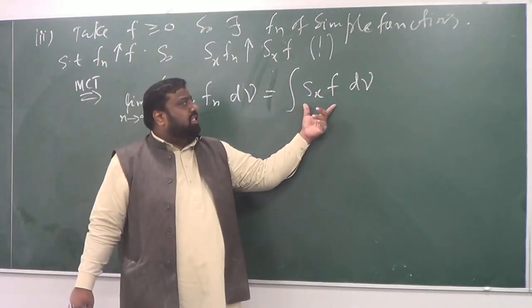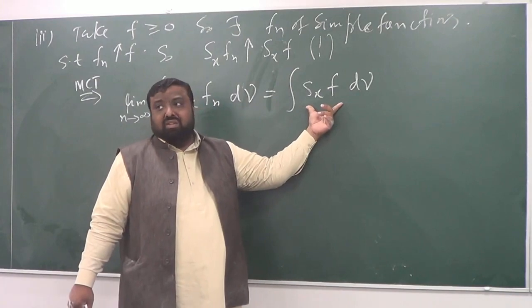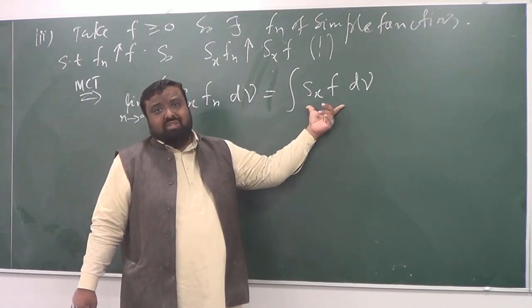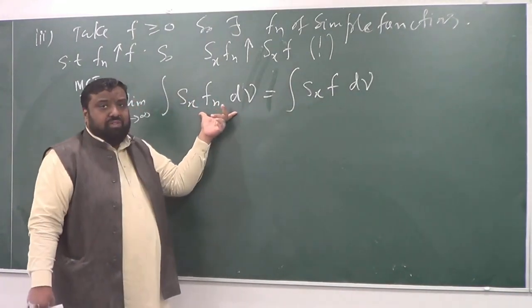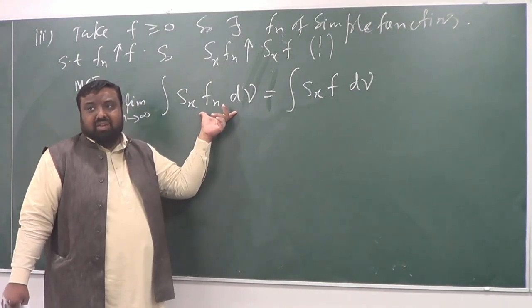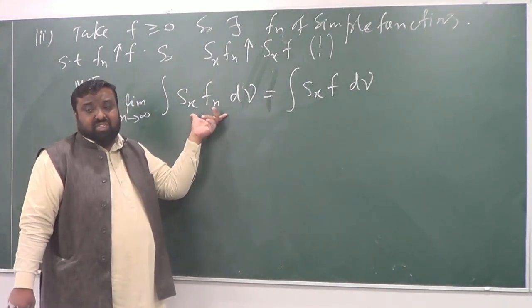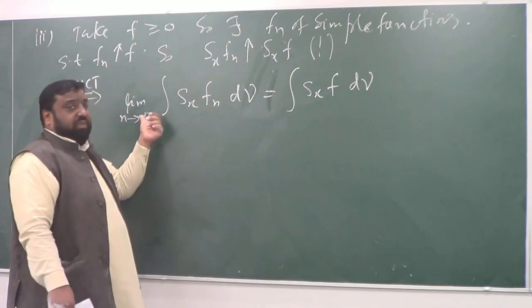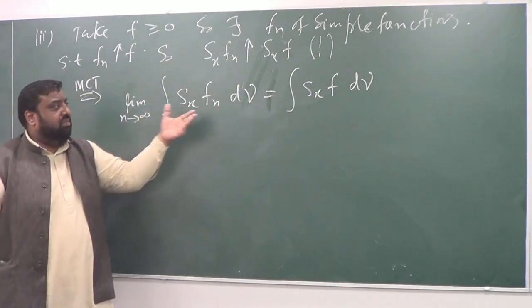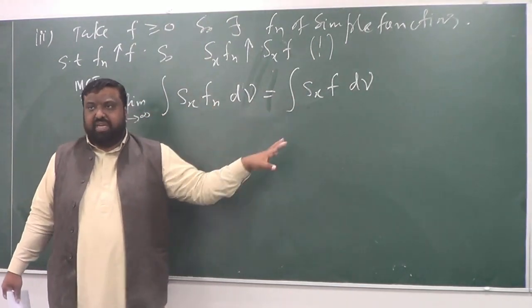So what was our first task? Show that this is measurable. It is measurable indeed. Why? Because this sequence of simple functions is measurable, and hence their integrals are, and hence this limit as well. So if this limit is measurable, this guy is measurable. Okay?